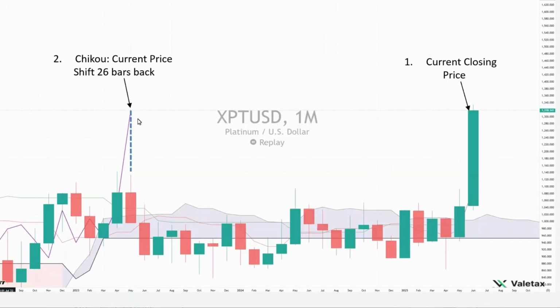So that's the Chikou span right here, and all it is is the current price shifted back 26 bars in time. Now, just like you look at the price versus the cloud, you're going to look above you or below you. If you see that this purple line is above the high of this price bar, which is from 26 bars ago, momentum is bullish. It's as simple as that. Okay, any questions on that so far?